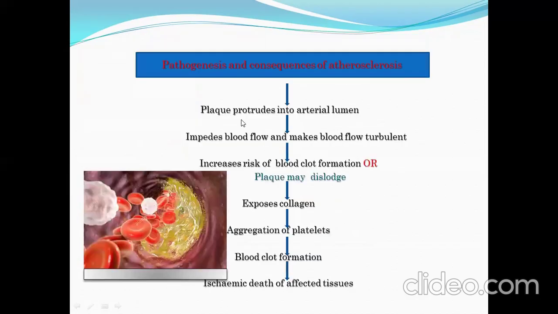And then the plug protrudes into the arterial lumen. Then it impedes blood flow and makes blood flow turbulent. So increased risk of blood clot formation is there. So the plug may dislodge and expose collagen, causing aggregation of platelets. So platelets are going to aggregate. And then finally blood clot formation is there. So this is the blood clot formation. So platelets are going to aggregate there. So it is going to seal off. So finally blood clot formation is there. And then ischemic death of the affected tissue.